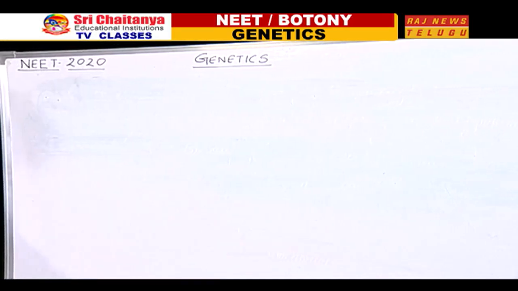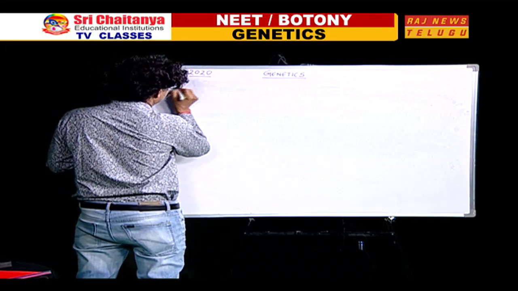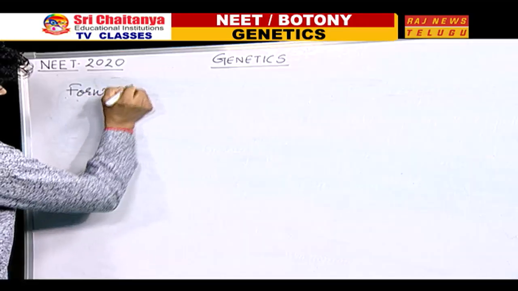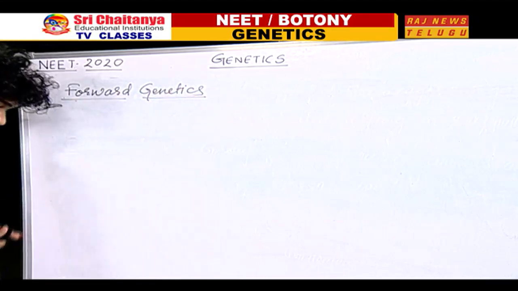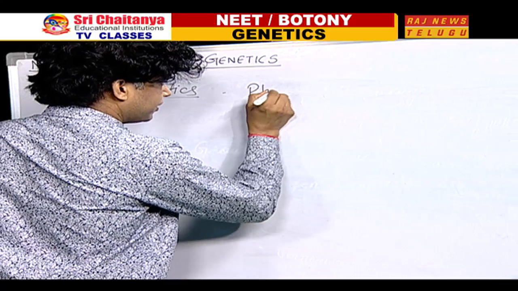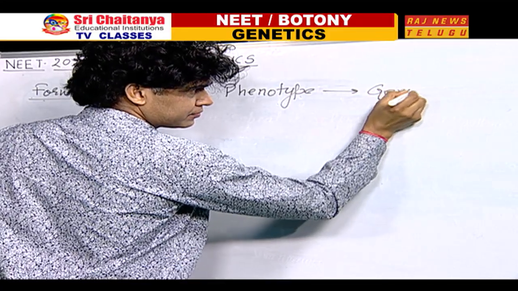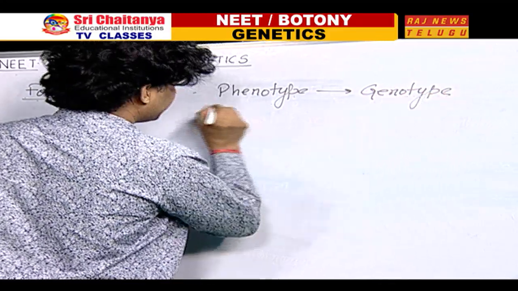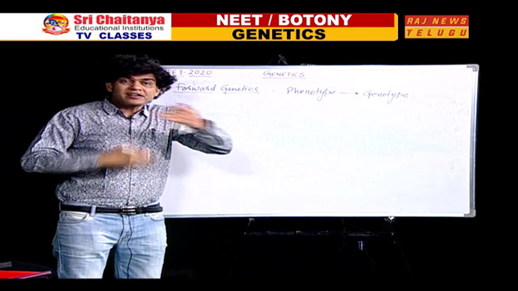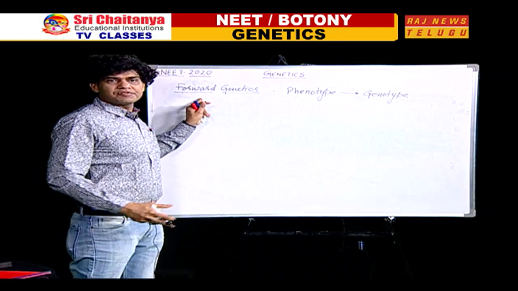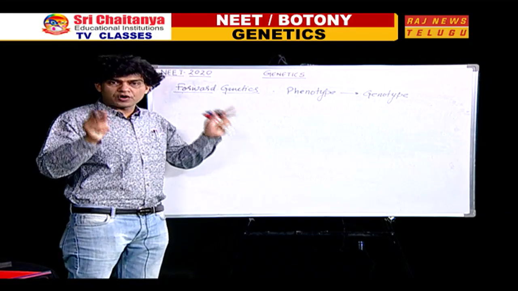Next in the terminology are forward genetics and reverse genetics. Forward genetics means whenever we move from phenotype to genotype, it is called forward genetics. It means for a known phenotype, when we determine the genetic constitution of this phenotype, that kind of study is known as forward genetics. Mendelian genetics was one of the examples of forward genetics.